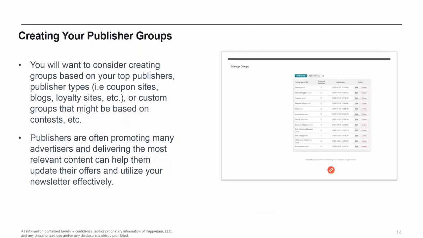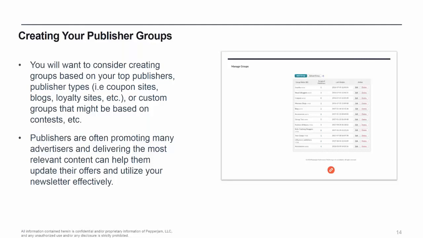So considering what types of content that you'll be sending to your publishers, you'll want to take a look at the groups that you have created. So maybe you're sending an update on available coupons, or maybe you have some new promotions and things like that. You might want to just send that to your coupon and loyalty sites. But maybe you have a new gift guide or something like best products or something that's more content driven. That's the type of content that maybe bloggers or influencers would be interested in. So you might want to create a group for them so that you're sending them that type of content as well.